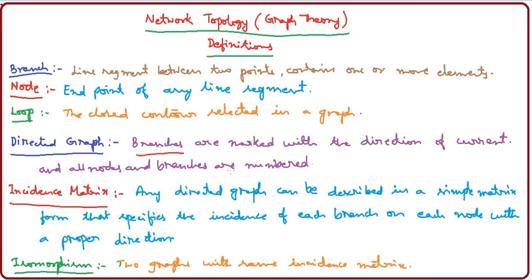Next, what is meant by isomorphism? Isomorphism means there are two graphs with the same incidence matrix. The elements may be different, but the arrangement of the elements is the same. That property is called isomorphism, and those two graphs have the isomorphism property.